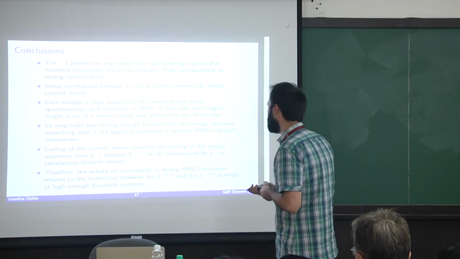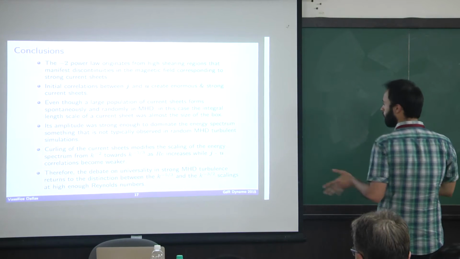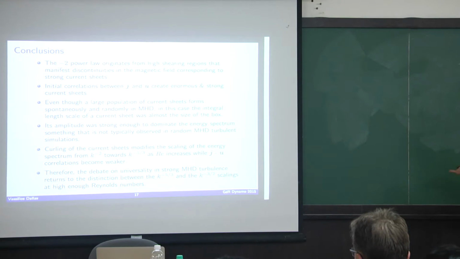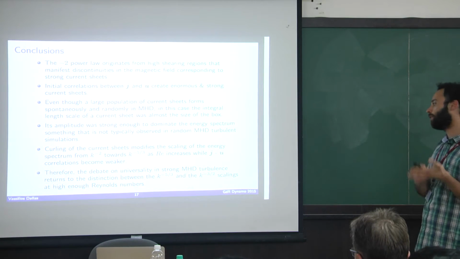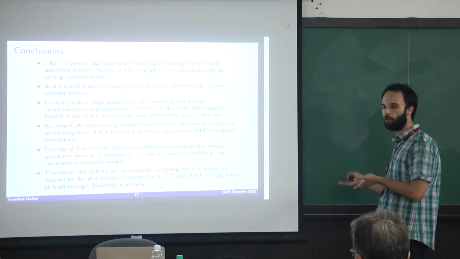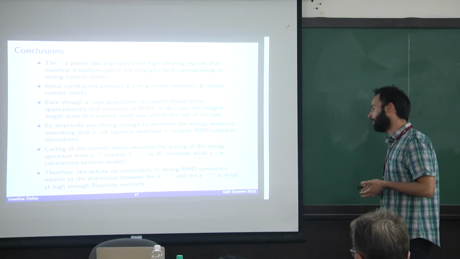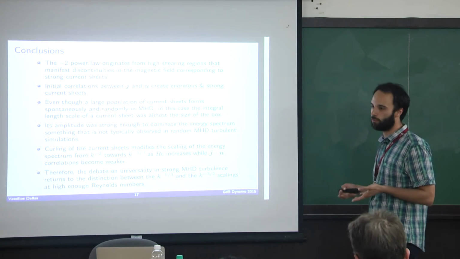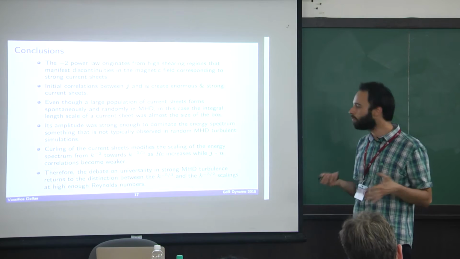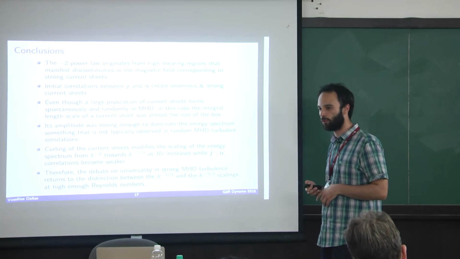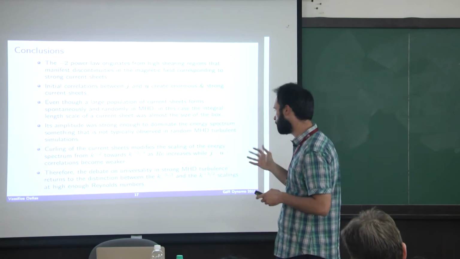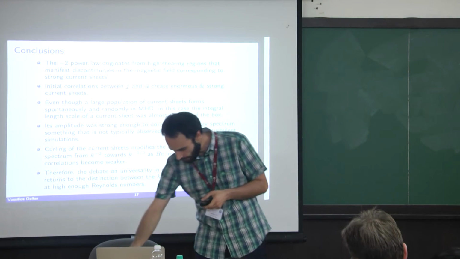Therefore, the debate on universality in strong MHD turbulence seems to return to distinguishing between -5/3 and -3/2 at high enough Reynolds number, which, as we saw, even from observations, is really difficult to distinguish. So I think we need to devise different methods in order to investigate the universality of the spectra.